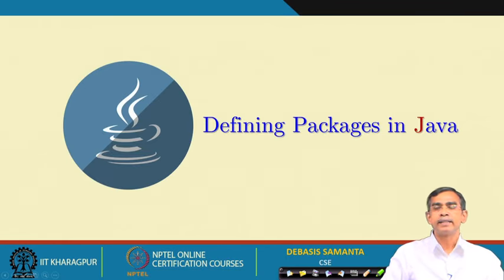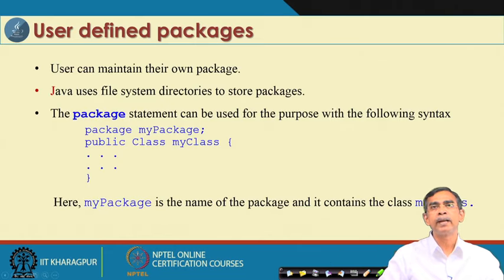Now, here we will discuss user defined packages. That means, we know that API packages are there, we can use them, learning is required, that is all. Now, I will discuss how a user can define his or her own packages in a program. So, this is defining packages in a Java program. Now, as I told you, a package is a directory, subdirectory, whatever it is.